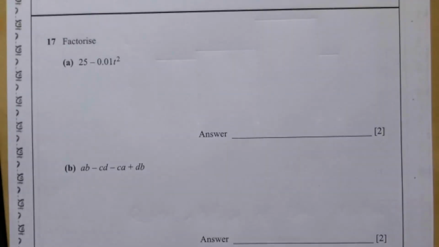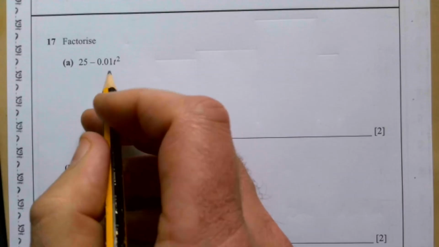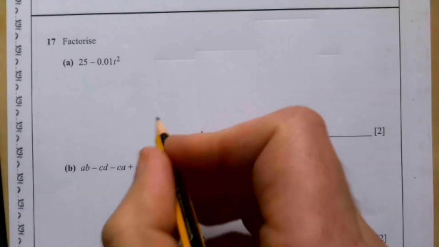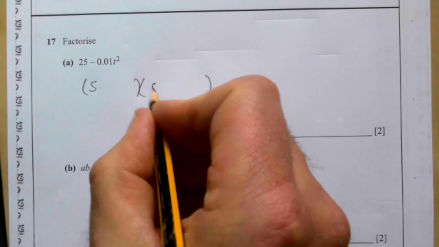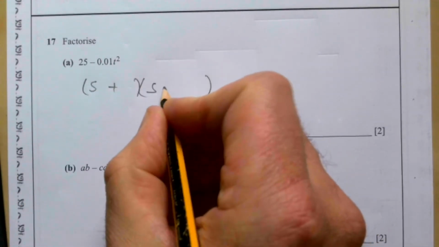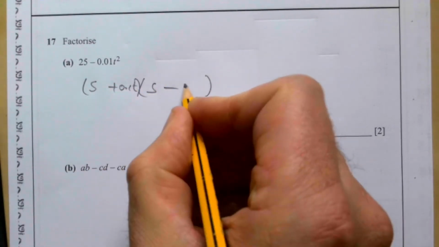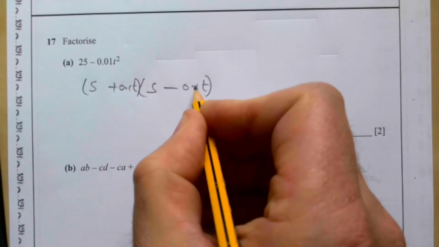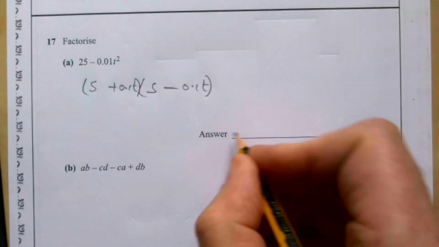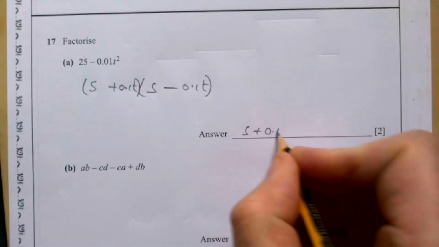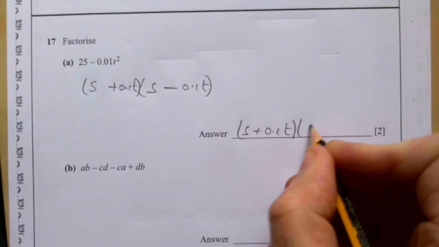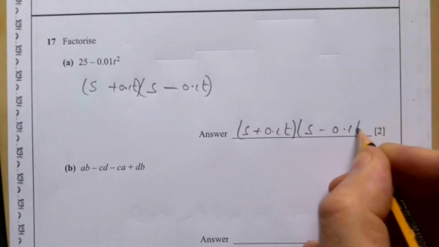Question 17 is factorise 25 minus 0.01 t squared. So that's a difference of 2 squares one. So it's going to be 5 and 5, and then plus and minus, and then it's going to be 0.1 t. And again, if you check that, that will work out if you sit and multiply it out. So 5 plus 0.1 t, and then 5 minus 0.1 t.